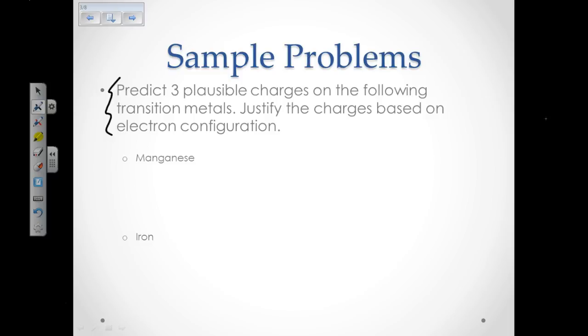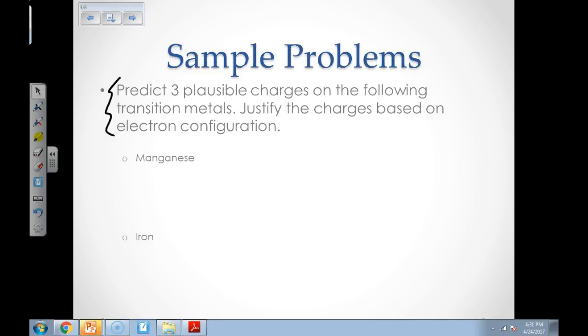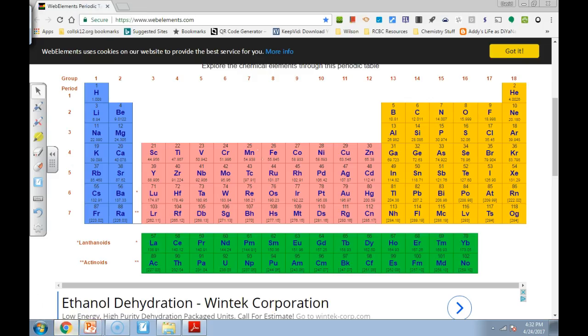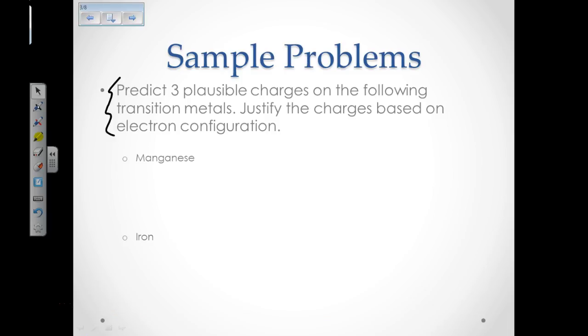It predicts the charges. It doesn't give all the possible charges, and this is just one way that we figure this out. Okay, so we're going to do manganese here. Manganese is element number 25, so the electron configuration here is argon, then 4s2, and then 3d5.